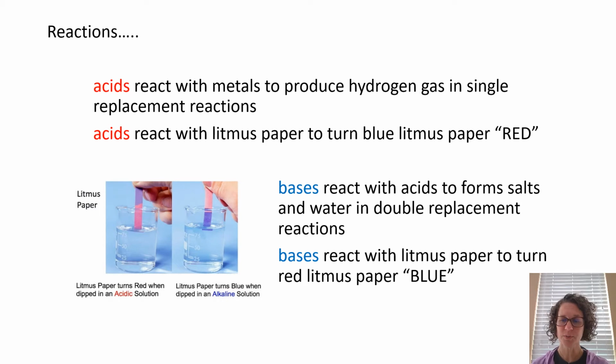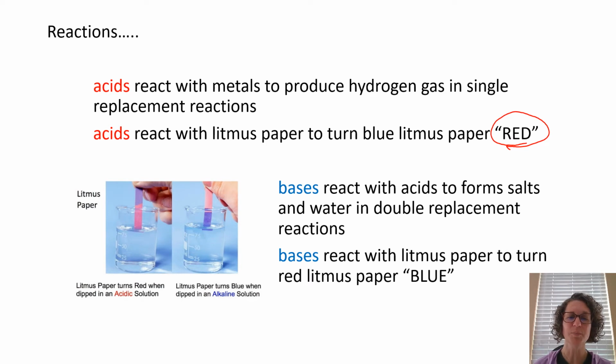And then another one, which you've probably seen, is acids' reaction with litmus paper. Acids will turn blue litmus paper red. And notice that I have the word red in kind of quotes up there. It's kind of misleading to say red, because if you see that picture over there, the one on the left, it's more of a pink color, so just be aware of that.